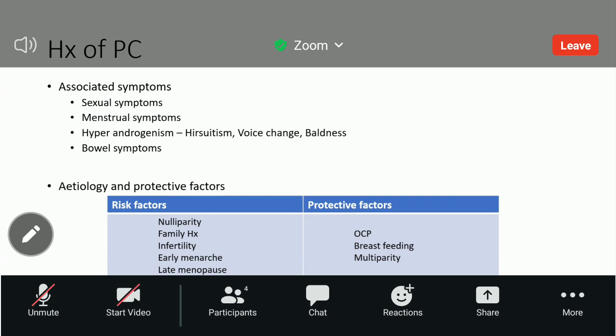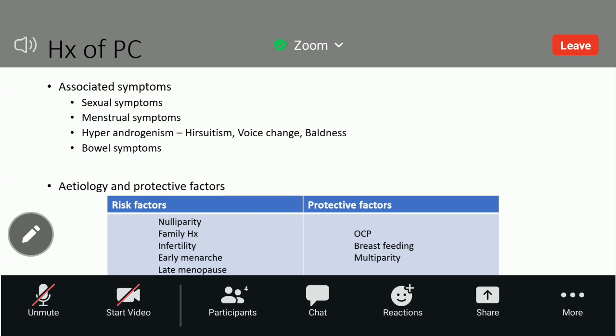So first we will look at the risk factors. Nulliparity is one of the risk factors. If the mother doesn't give birth to a child, that's a risk factor. For each and every cancer, we know family history is a risk factor. So family history is a risk factor.